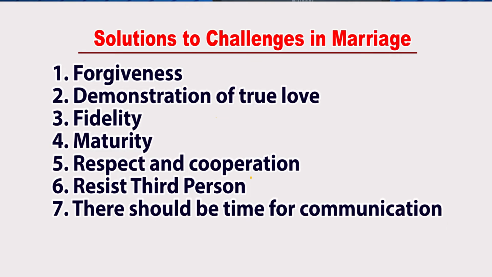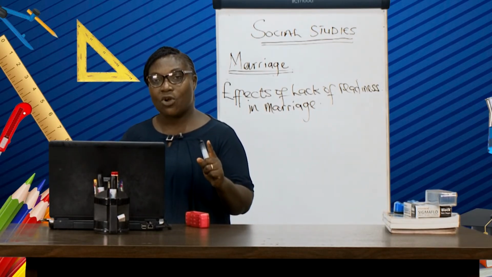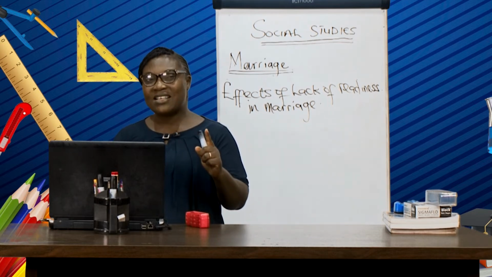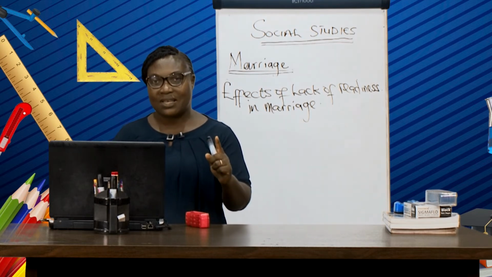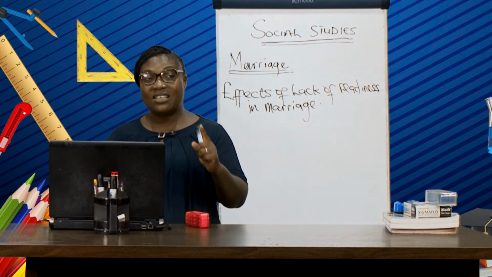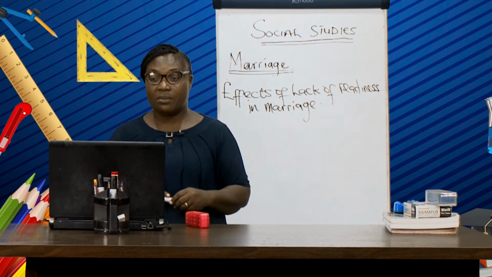There must be demonstration of true love between the husband and the wife. We should be able to forgive. That is number 1, because we are from two different backgrounds, and there is bound to be misunderstanding. There is bound to be conflict. So there is need for the husband and the wife to always forgive each other.